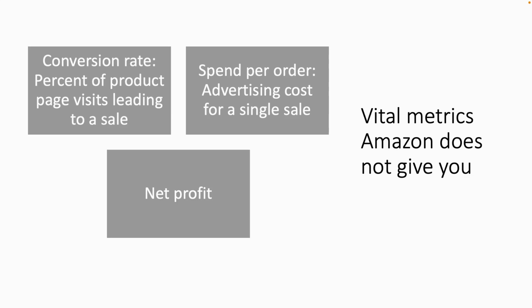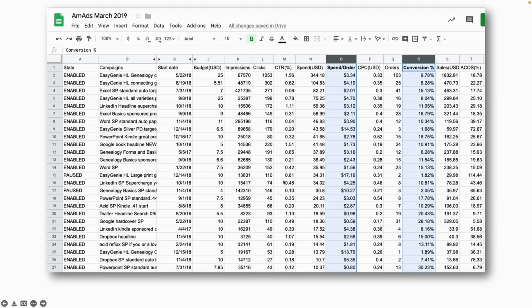Spend per order, that means how much you're spending for each sale. And net profit. And net profit is something only you can calculate. Only you know what your net profit is. But just to show you, net profit and spend per order work together. If your net profit for a book is $5 and your spend per order is $7, you're losing money on every single sale that you're making using Amazon advertising. So that's why these 3 data points are so important to understand.